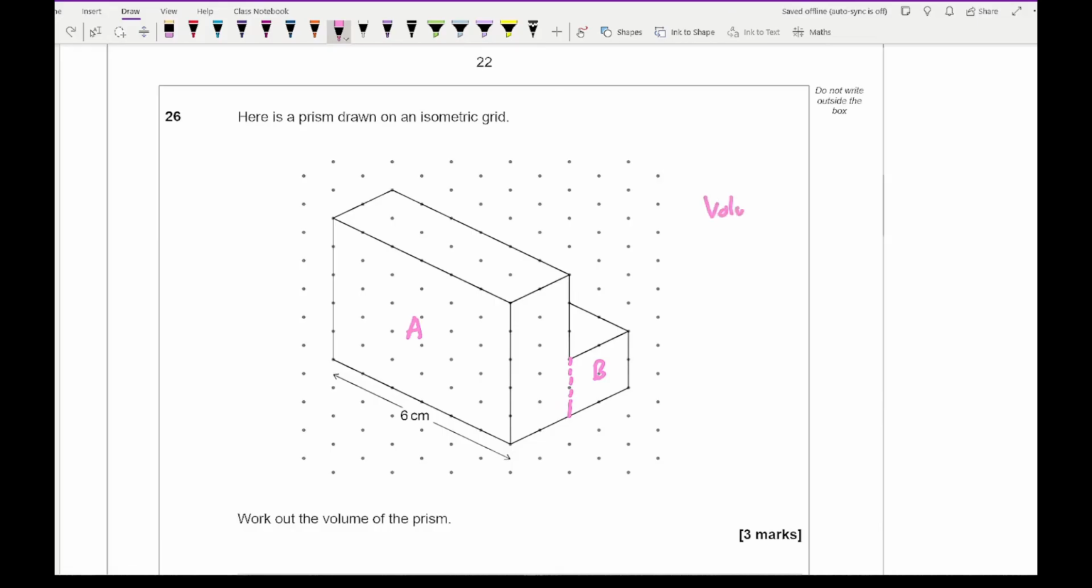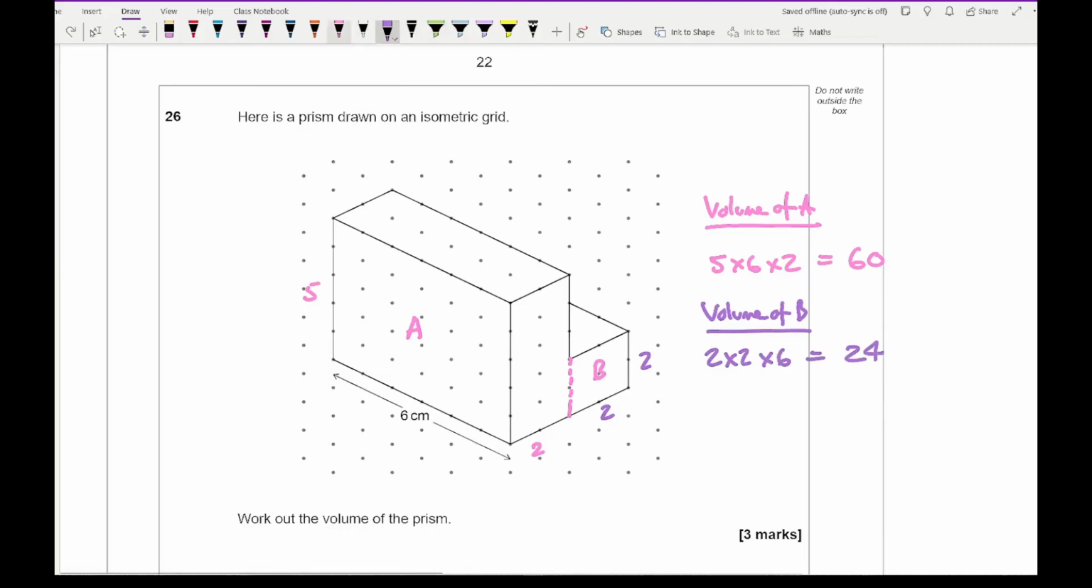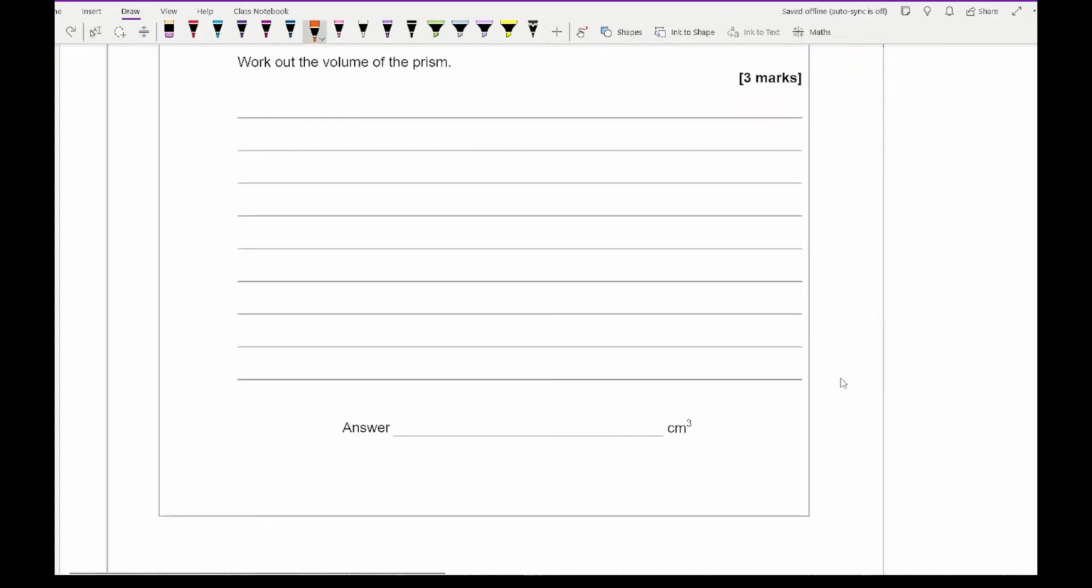So the volume of A is, if we count the number of squares, 5, 6 and 2. So it's 5 times 6 times 2, which gives us an answer of 60. Then if I work out the volume of B, which is 2 by 2 by 6, that gives us an answer of 24. All that's left for me to do is add those two numbers together, in which I get 84. So the answer is 84 centimetres cubed, in which the units are done for me.